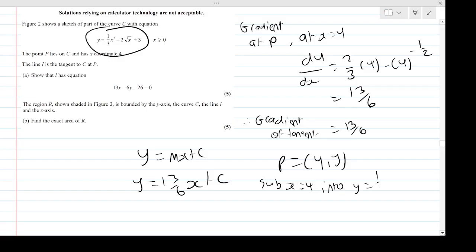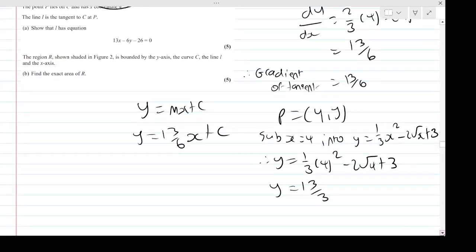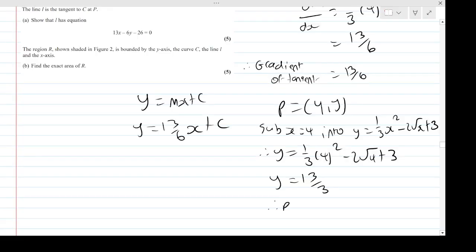So into y, which is a third x squared, at 2 root x plus 3, minus 2 root x plus 3. So if I do that, then I get that y is going to be a third of 4 squared, take away 2 root 4, add 3. If I work that out, I get y to be 13/3. That means my point P is 4, x is 4, y is 13/3.